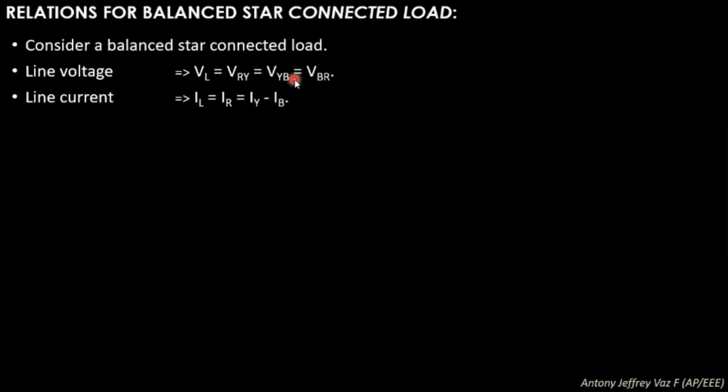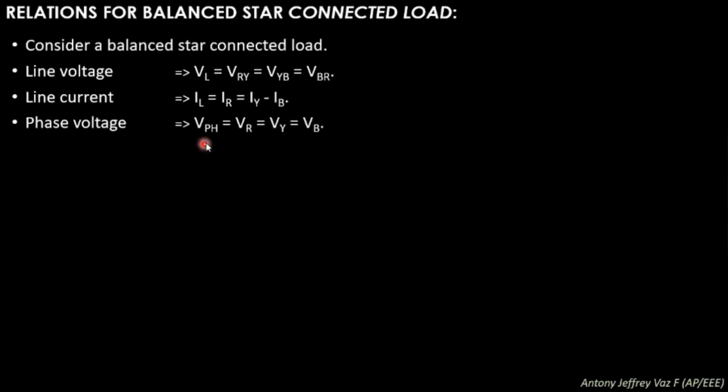Relations for balanced star connected loads. Consider a balanced star connected load. You will get the following formulas: the line voltage VL will be equivalent to VRY, which will be equivalent to VYB, and which will be equivalent to VBR. Whereas the line currents, IL, equal to IR equal to IY, which is equivalent to IB, not a minus, it is also equivalent.